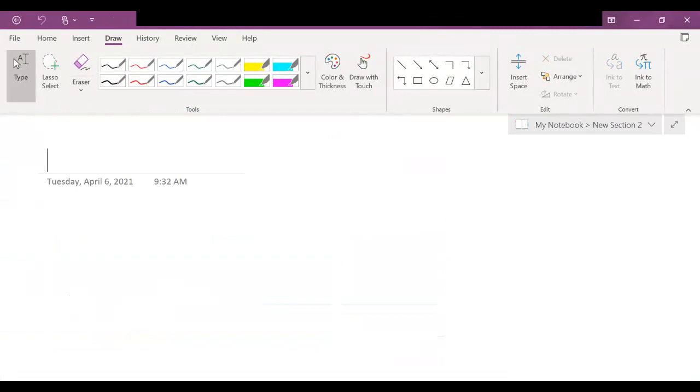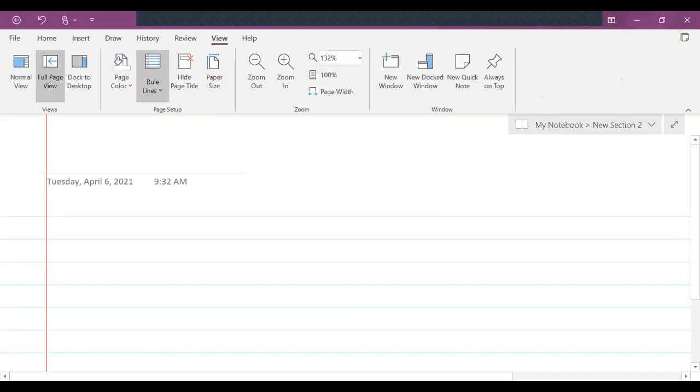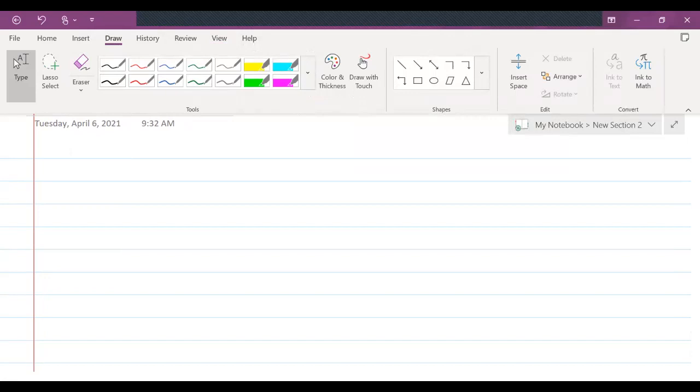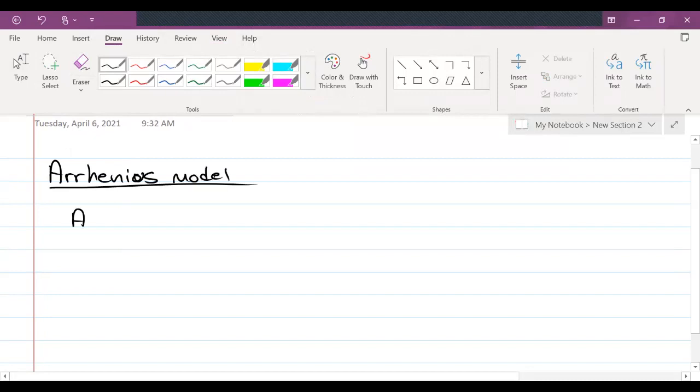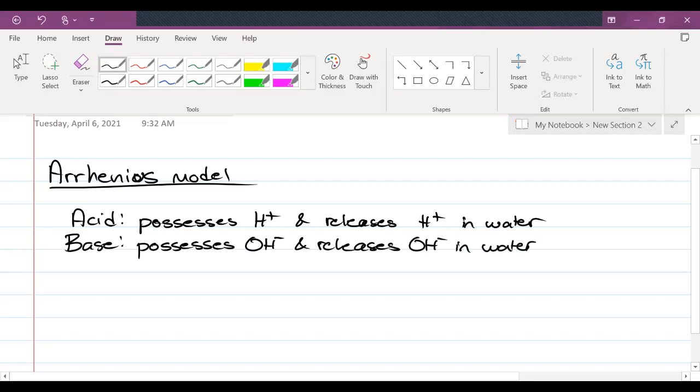Let's see what you may recall from yesterday. Hold on a second. All right. There we go. Let me make sure I'm sharing properly. Good. Okay. Yesterday we did 2 different models for identifying acids and bases. First, we had the Arrhenius model. According to the Arrhenius model, what makes an acid an acid? If it possesses hydrogen and releases hydrogen ions in water. What makes a base a base? What must it possess? Hydroxide. And it releases hydroxide in water. Good? Okay. That's basically it.